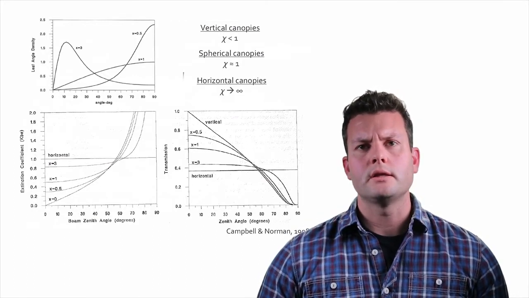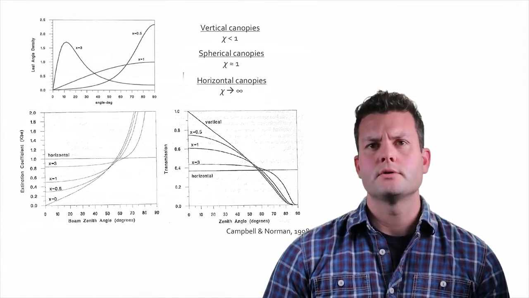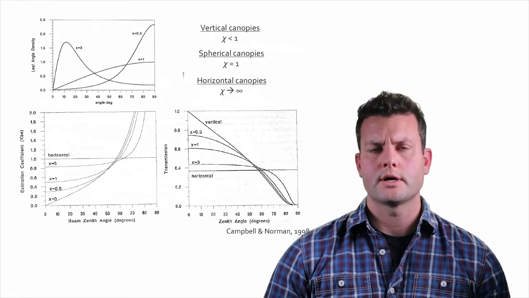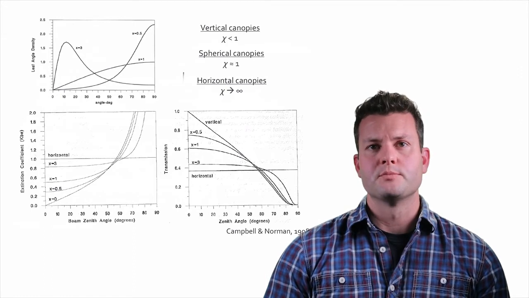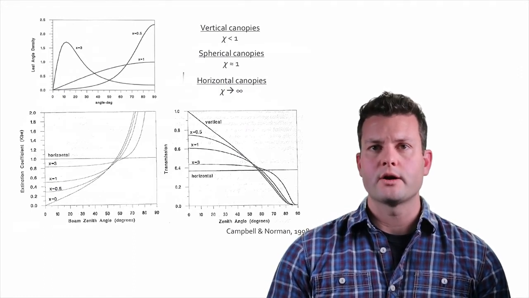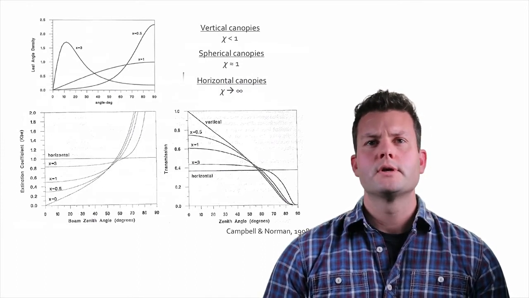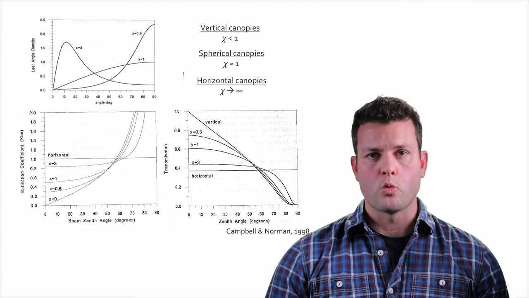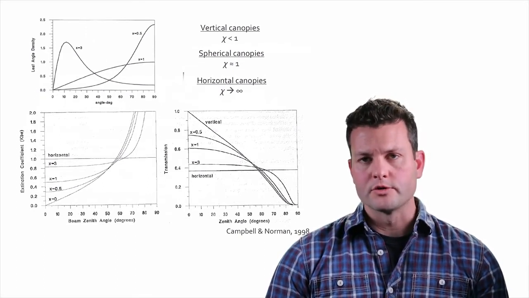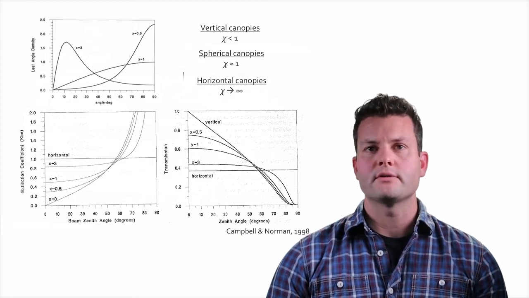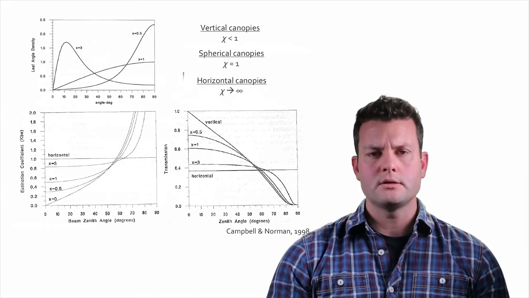So also have a look at the figure on the lower right. This is looking at transmission relative to solar zenith angle. Again, you can see that for the horizontal canopy, transmission is going to be the same no matter what the zenith angle is. At the other extreme, for vertical canopies, transmission is 1 when the sun is directly overhead, and it is complete when we have a very low sun angle, when the sun is on the horizon. And again, you can just imagine this.